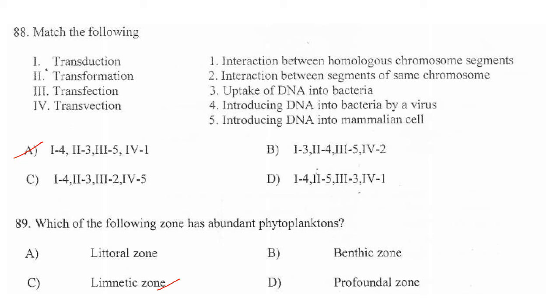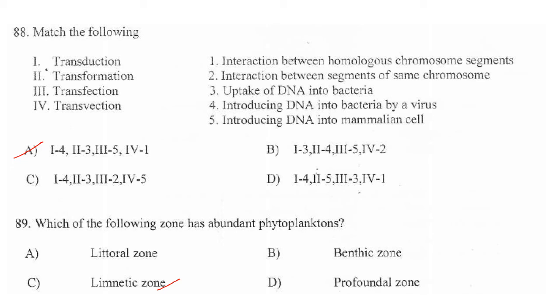Transduction is introducing DNA into bacteria by a virus. Transformation is uptake of DNA into bacteria, and transfection is introduction of DNA into a mammalian cell, and transvection is interaction between homologous chromosome segments. So the answer is option A, that is 1, 4, 2, 3, 3, 5 and 4, 1.